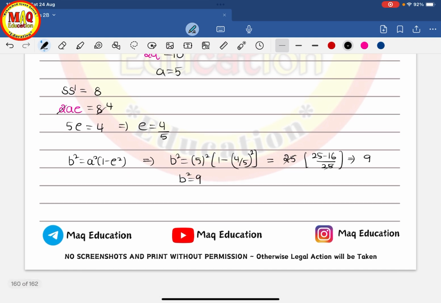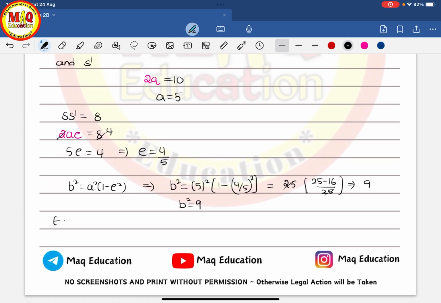Okay, now. Therefore, the equation of the ellipse is x squared by a squared, which is 25, plus y squared by b squared, which is 9, equal to 1.